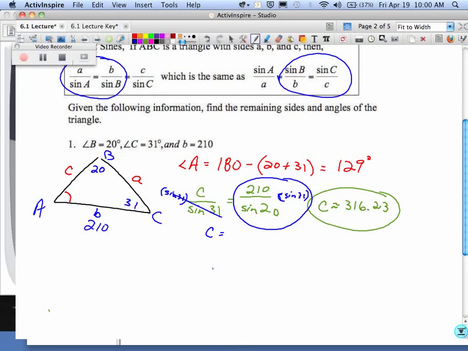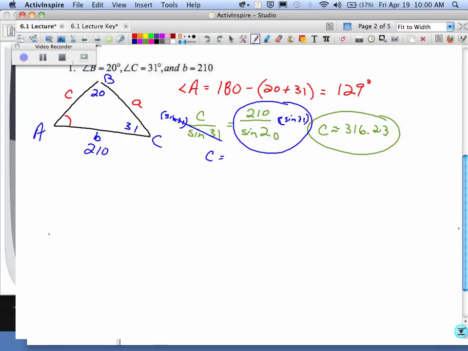So we're going to put little a on top of the sine of 129. What am I going to use for the other side? Could I use my side C, angle C? You've probably heard a teacher already tell you don't do that. Why? It could be wrong. We found it. So if it's wrong and we use it again in the same problem, we're going to be wrong again. So it's a lot better to go back to the 210, the B stuff. So 210 is the side, so that's going on top, sine of 20 on the bottom.